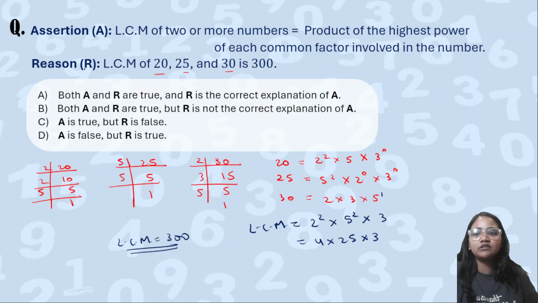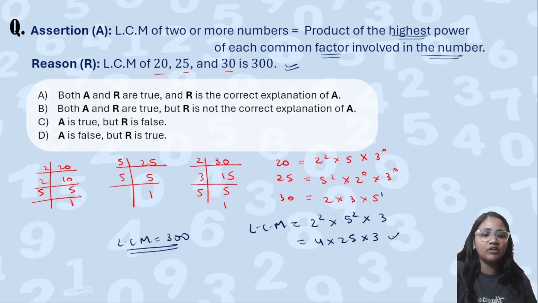So here we can see the reason given is correct. The LCM is 300. Means it is true, right? But can you see the assertion? The assertion is written the same thing what we did. The LCM of two or more numbers is the product of the highest power of each common factor involved in the number. Each common factor, the prime numbers which are in common factors, the highest power we have taken, and that's how we have calculated the LCM. This is the right method given.